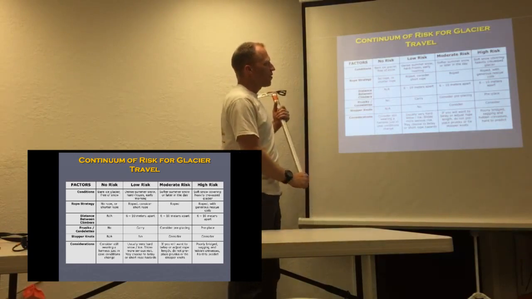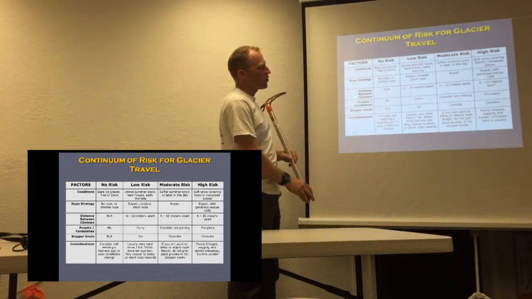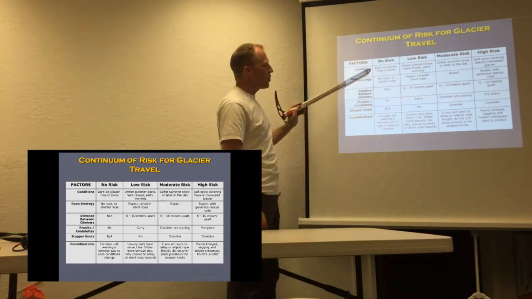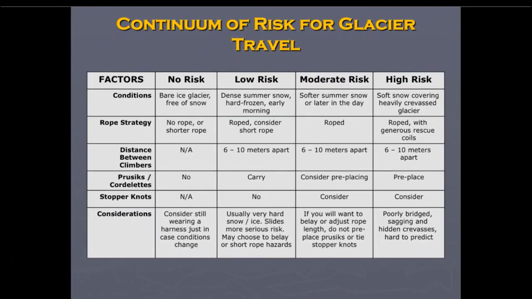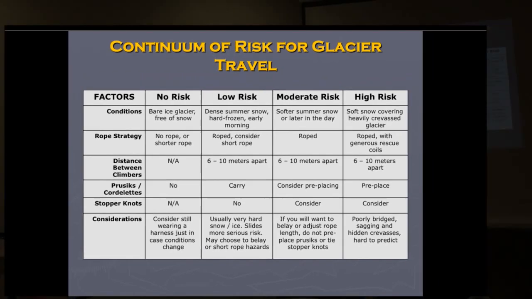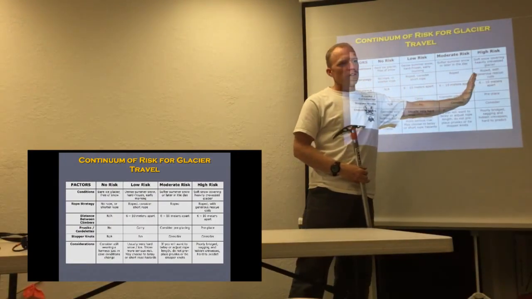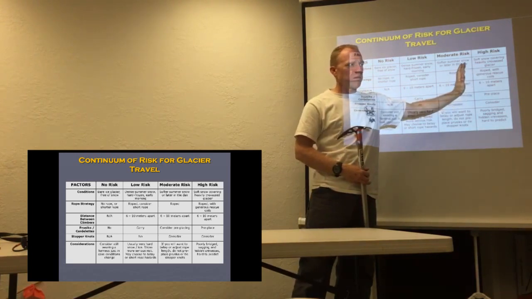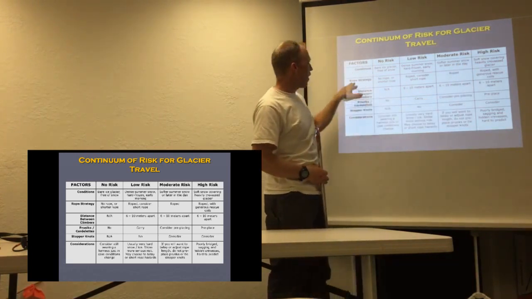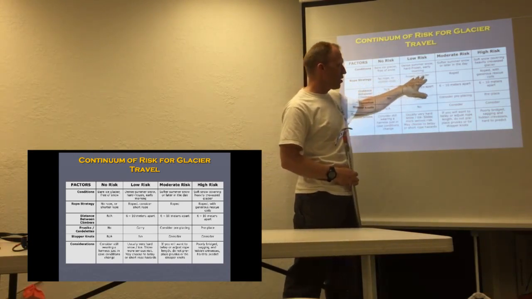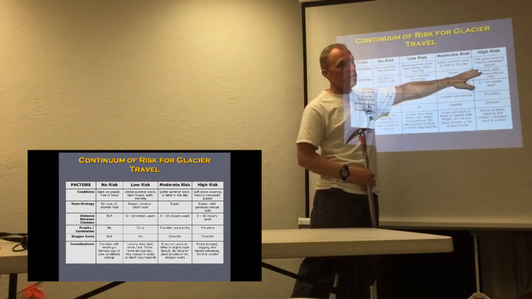Depending on what you get, there are some considerations for glacier travel. If you have a bare ice glacier that's free of snow, your rope strategy, distance between climbers, prussics, cordelettes, stopper knots, and other considerations will be different than if you've got a soft snow, heavily crevassed glacier. So this goes from easy, simple, fast, no real protection, through a gradient to very slow, possibly very dangerous, where you definitely need to take care. You can see how it changes from no rope, to consider roping, to roping, and then roping to be ready to rescue people.